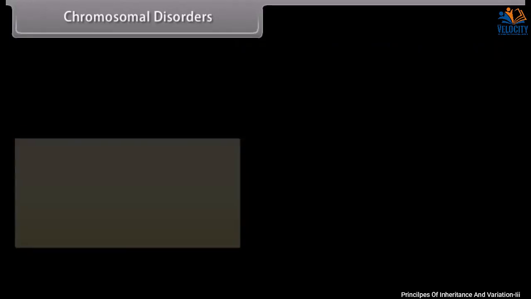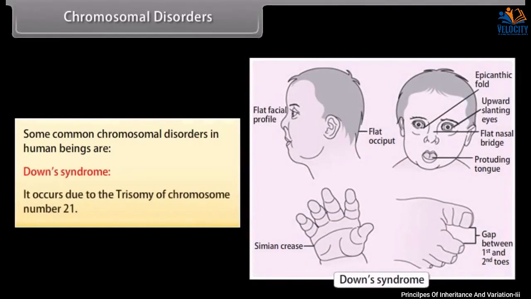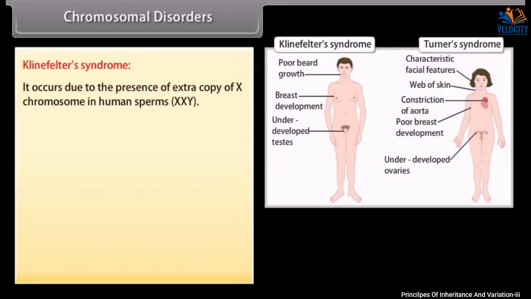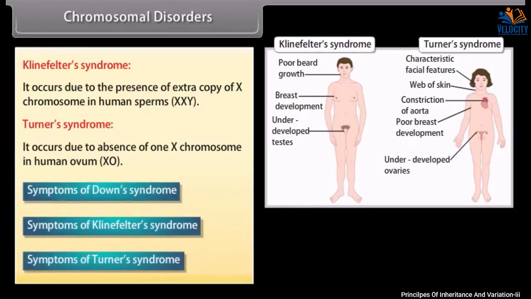Some common chromosomal disorders in human beings are Down's syndrome, which occurs due to the trisomy of chromosome number 21. Klinefelter's syndrome occurs due to the presence of an extra copy of the X chromosome in human sperm, XXY. Turner's syndrome occurs due to the absence of an X chromosome in the human ovum, XO.